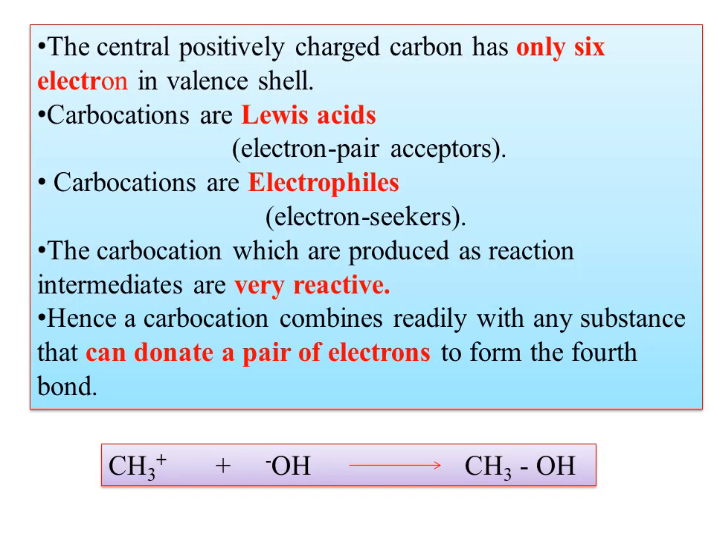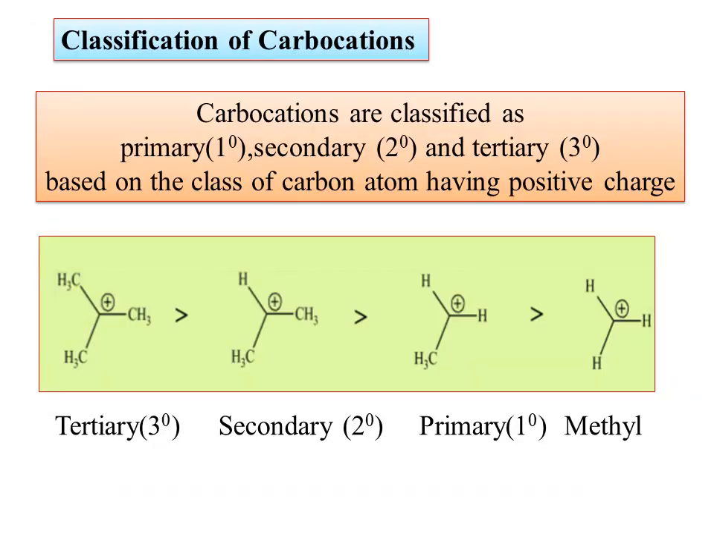There are only 6 electrons in their valence shell. They are going to act as a Lewis acid. So they have a tendency to accept electrons, they are electron seekers and they are highly reactive. A carbocation combines readily with any substance that can donate a pair of electrons to form a bond. Now CH3+ will immediately react with OH- to give CH3OH.